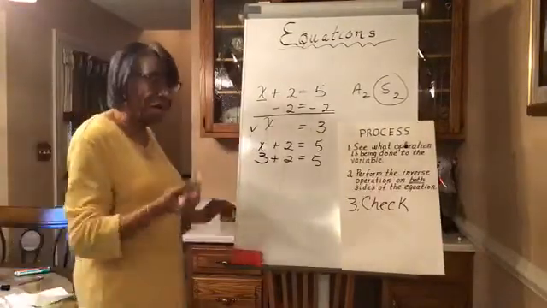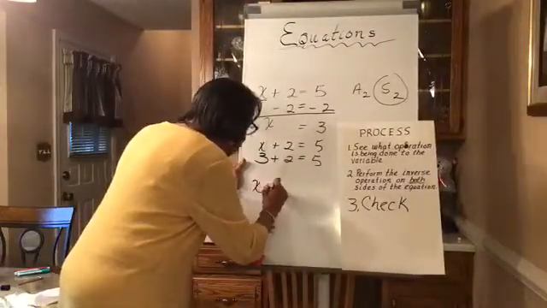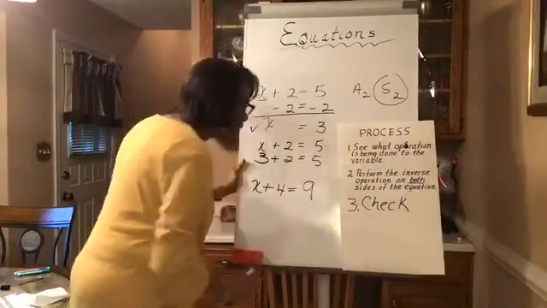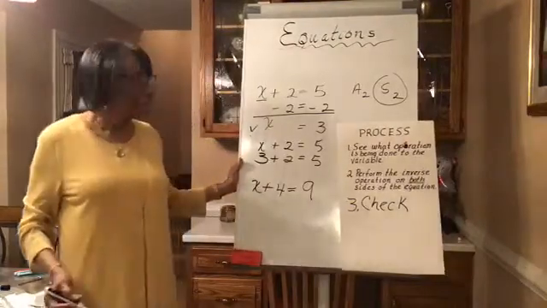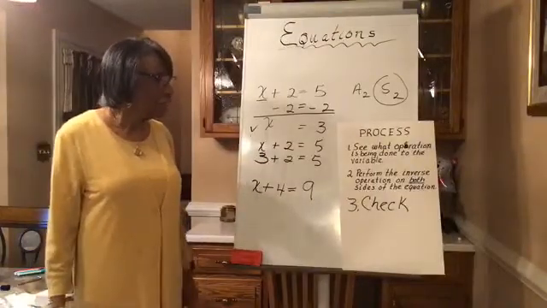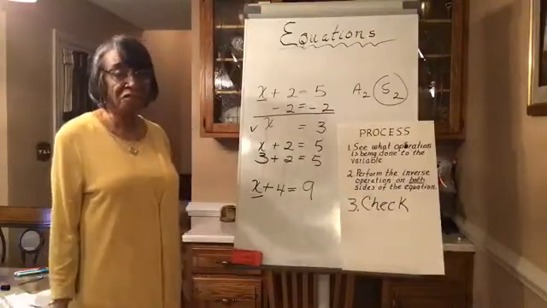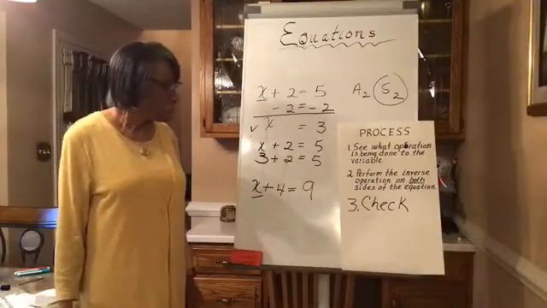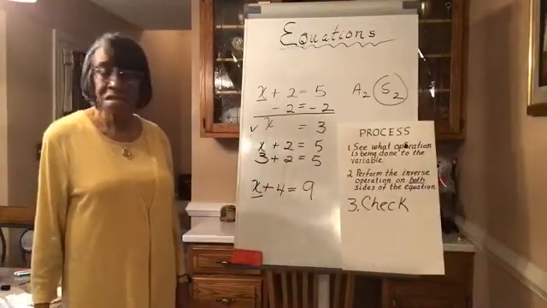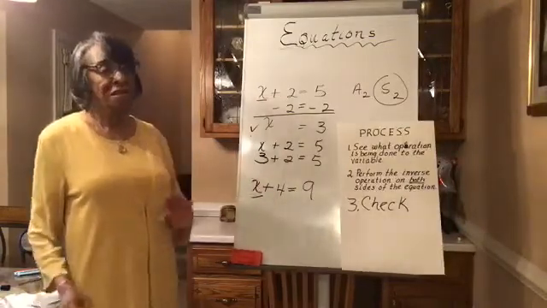All right, I'm going to put one up here for you to do. x plus 4 equals 9. And I'm going to pause a minute and let you do it. Look at the process. First, see what is being done to the variable. And the variable is the alphabet letter that stands for a number. Then, see what the inverse operation is. What's being done to the variable, then do the inverse operation on both sides.